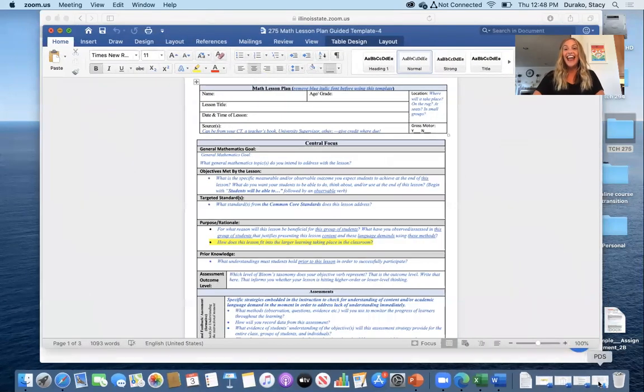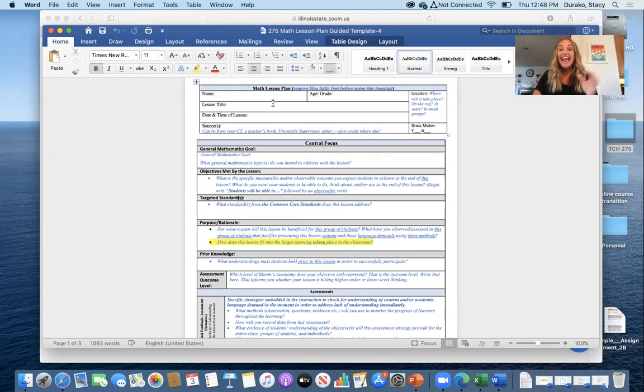Lot like your science one that you did from your previous semester. So the beginning is simple, lesson title. Please list any sources. We know there's great sources out there. So if you consult me or a cooperating teacher that you're working with, Pinterest, give credit when due.